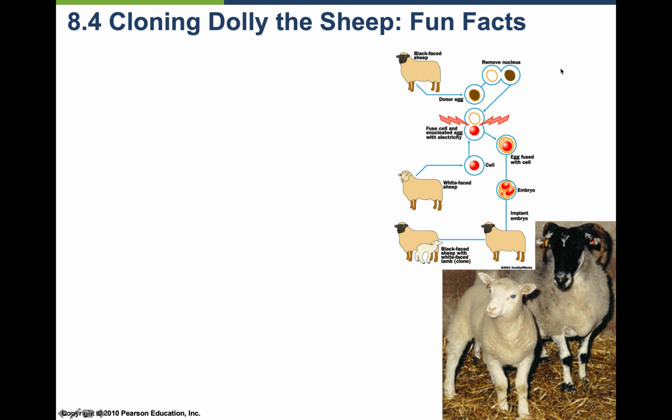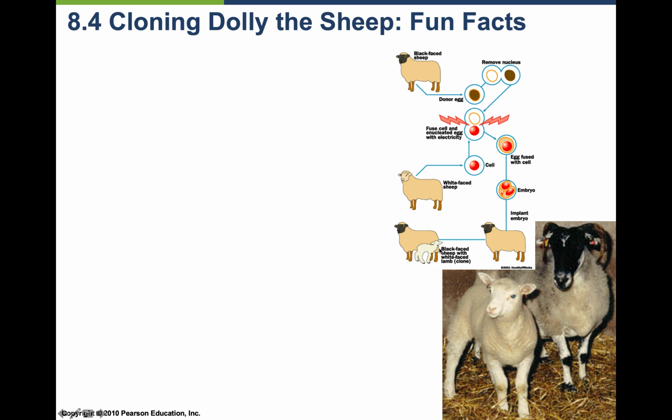You're taking out essentially all the DNA information, and then you just take a random cell from a white-faced sheep, and you combine the donor egg cell that has no genetic material with the cell from the white-faced sheep, and you put them together. So essentially what you end up with is an egg fused with the genetic material of a white-faced sheep with the egg from a black-faced sheep. So the embryo begins to develop. You put that embryo inside of a black-faced sheep. If the black-faced sheep gives birth to a white-faced lamb, then you know that that is a successful clone.